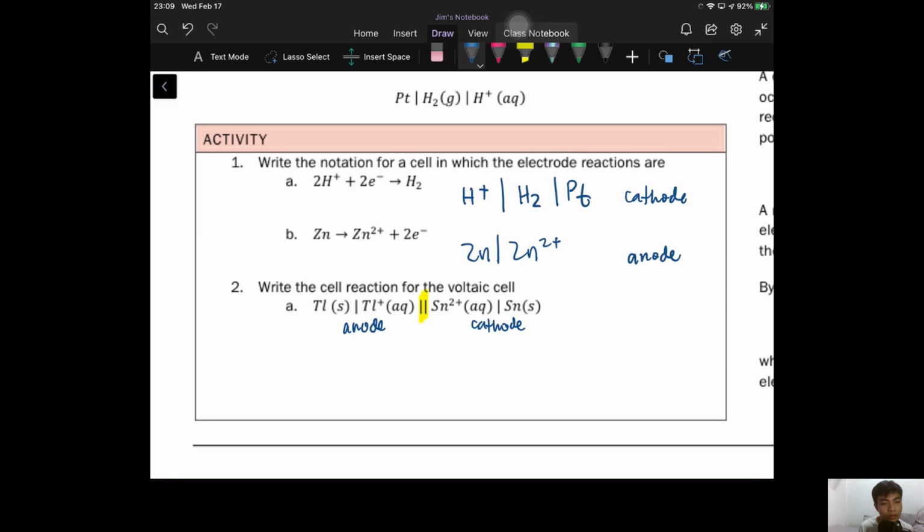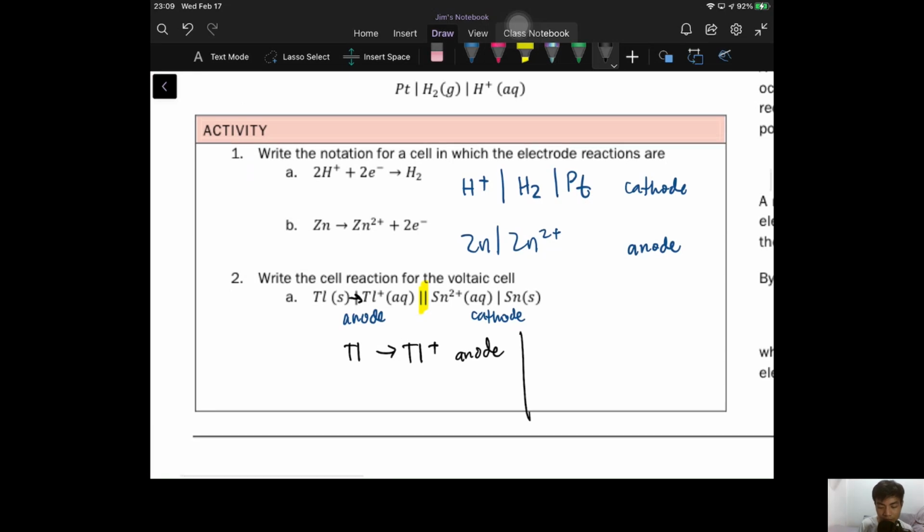So, anong gagawin nyo? How are you going to write the anode reaction? O yung single line, gawin mong arrow lang. So, that will be Te single line, Te plus. So, that's your anode reaction. And your cathode reaction will be Sn2 plus arrow Sn. Okay. So again, yung single line, ico-convert nyo lang into arrow.